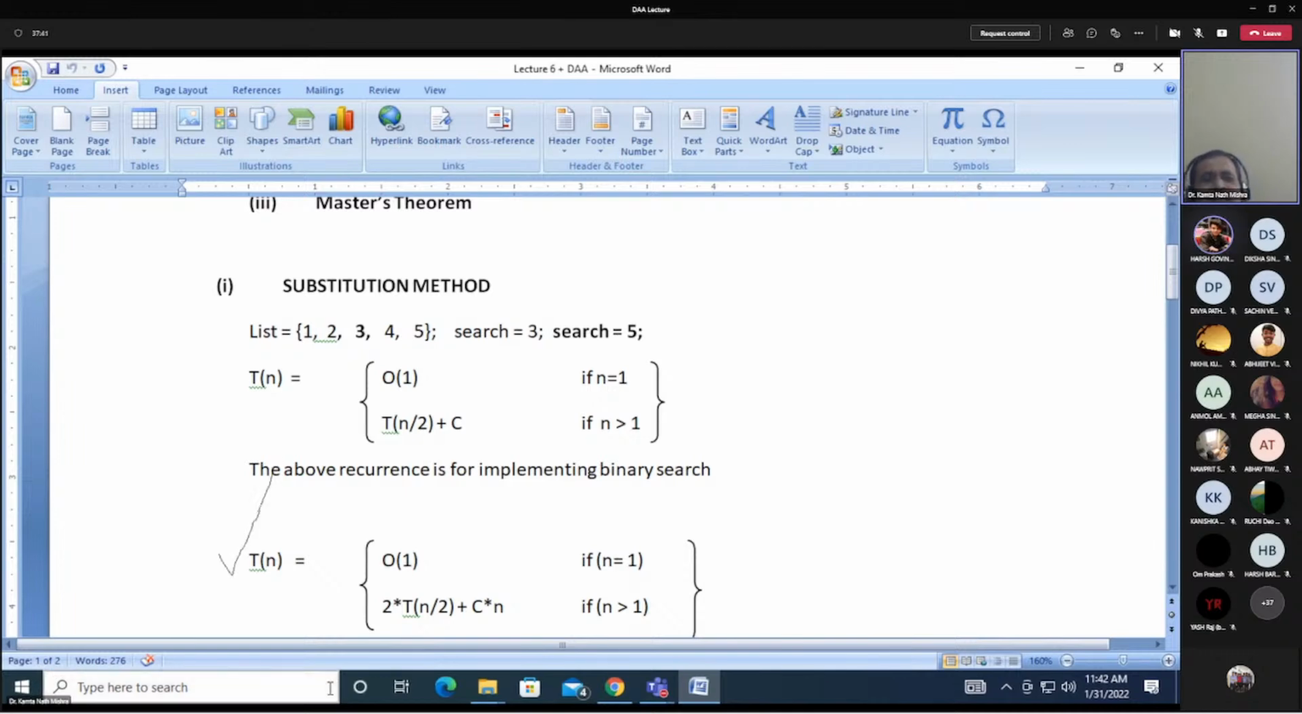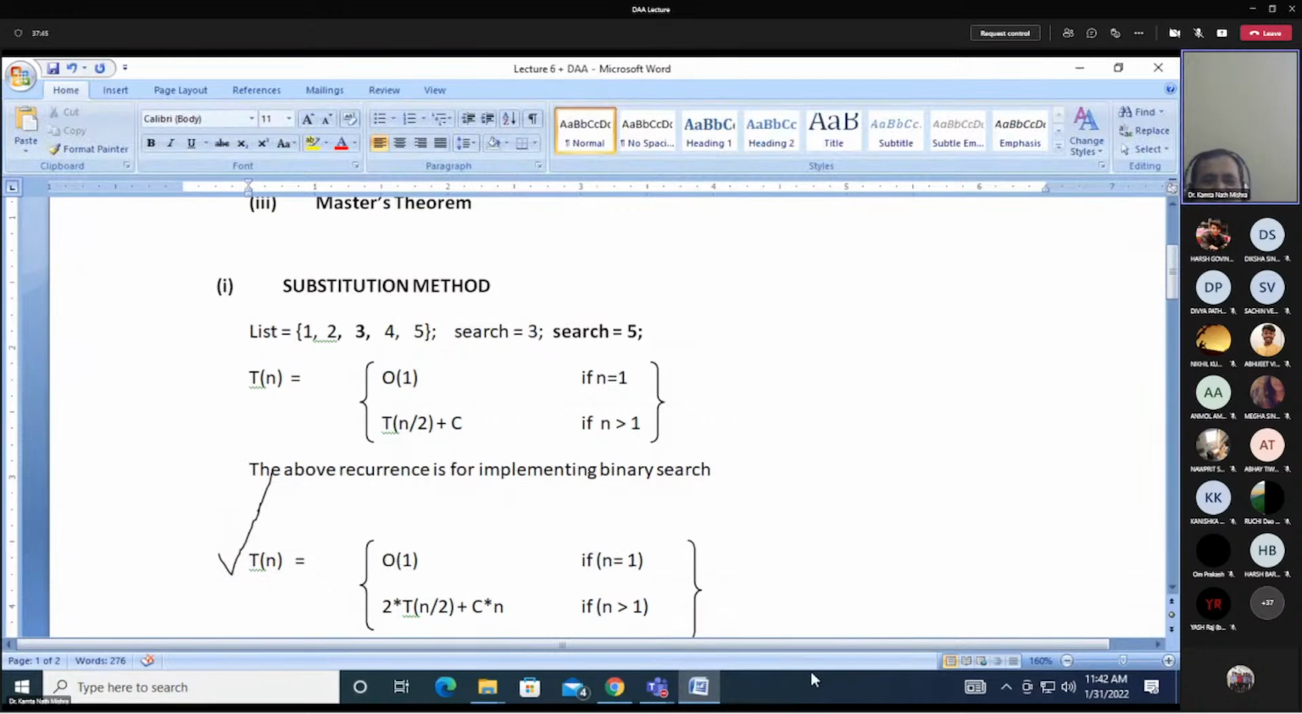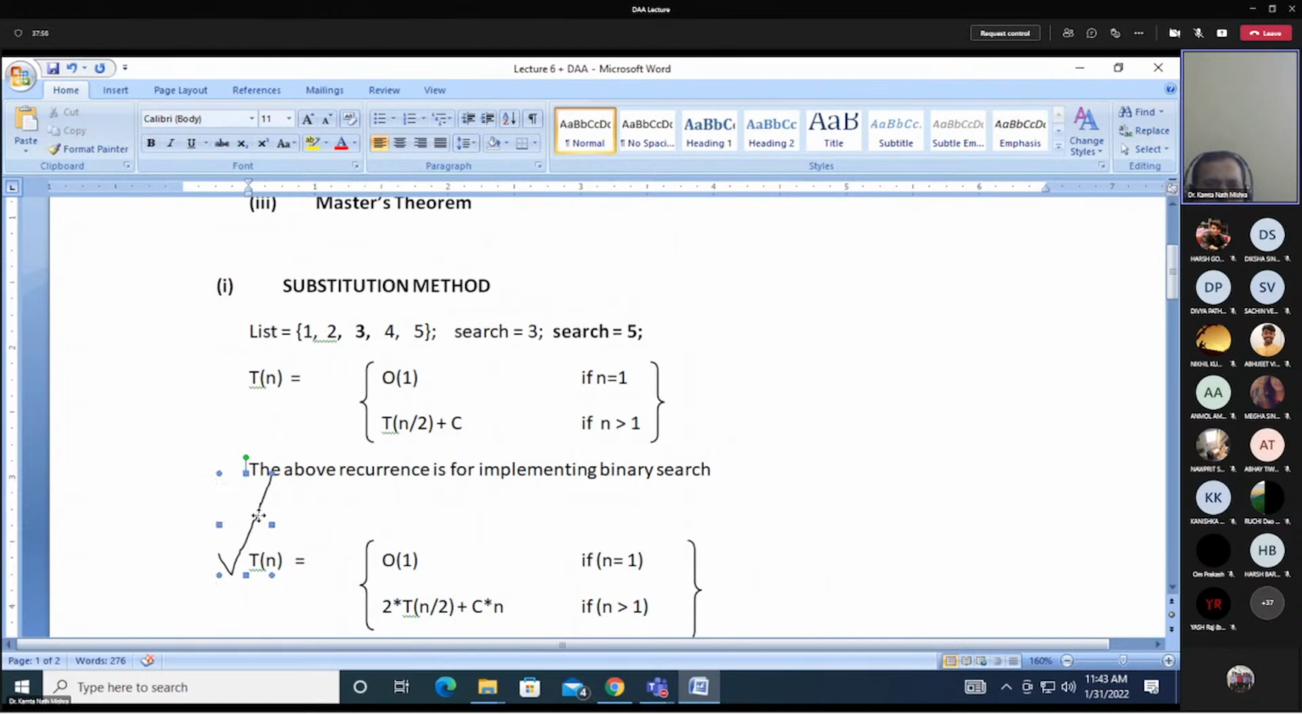This was the second recurrence: 2 Tn by 2 plus constant into n. Can you go for finding the solution for this one? Tn equals 2 Tn by 2 plus Cn. Use the same method. Or instead of C into n, you can go for Tn equals 2 Tn by 2 plus C.